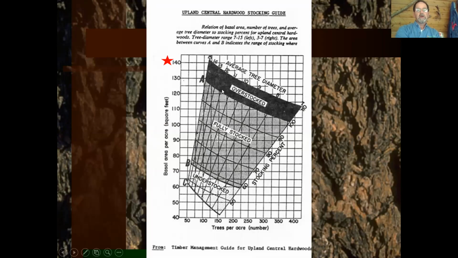We'd like to say when we start approaching 120 square feet, maybe 110, that's when you better have a forester out to your property and consider thinning and bring that stand back down to this fully stocked range so that it will continue growing and remain healthy.